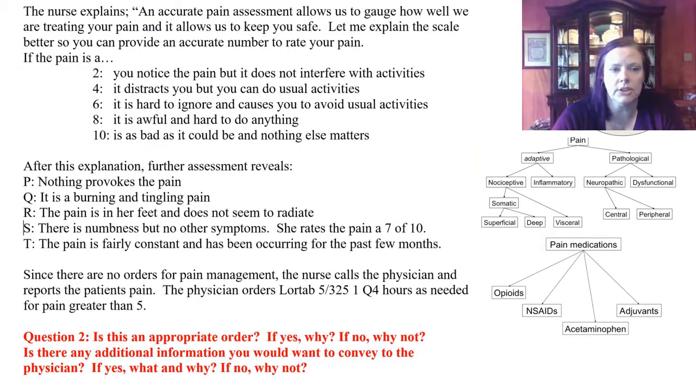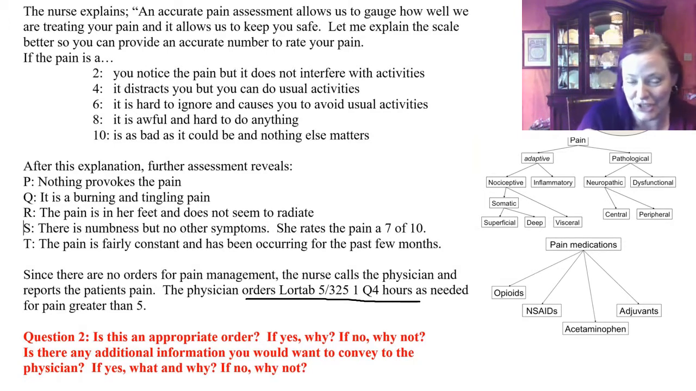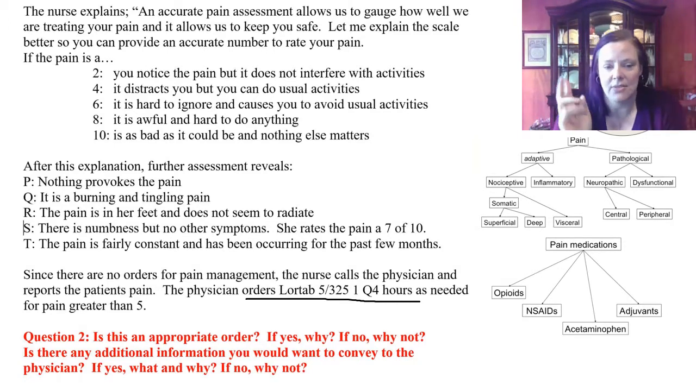Then we moved on to question 2, and the scenario guided you to show that we did what I talked about with the VA, and we asked her to give us a number, and we did our PQRST assessment. And then it says we didn't have orders for pain management. So we called the doctor, and the doctor gives us Lortab every 4 hours as needed for pain greater than a 5. So first off, excellent catch on you guys who picked up that I didn't give you a route. That was not intentional, but I love that you called it anyway. So good job there.